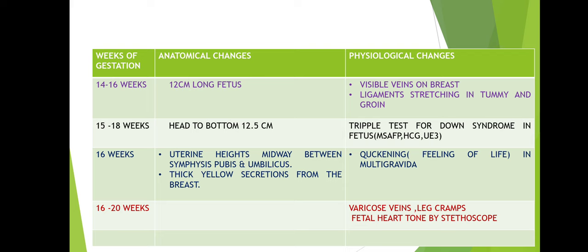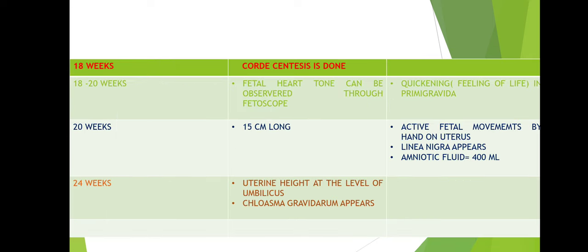At 16 to 20 weeks, varicose veins, leg cramp, fetal heart tone by stethoscope. There are varicose veins because of the weight of the uterus. There is a decreased venous return, and that's why the varicose veins are exaggerated, and there are leg cramps, and for that most of the time the obstetrician, the doctor, advises exercises to the mother. At 18 to 20 weeks, fetal heart tone can be observed through fetoscope. Quickening, that is feeling of life in primigravida.